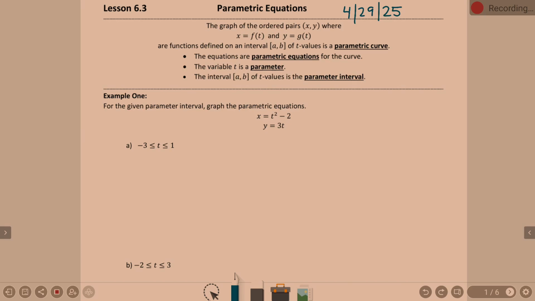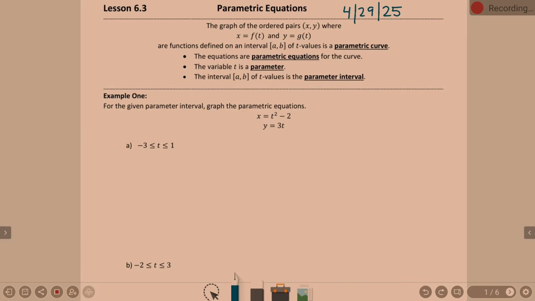Okay, so we're going to spend the front side kind of looking at this parametric equation and looking at how we put a graph together for it. It's not just a scenario of, oh, hey, I know what that equation is because we've got two pieces here. So the equations we're given are x equals t squared minus 2 and y equals 3t.